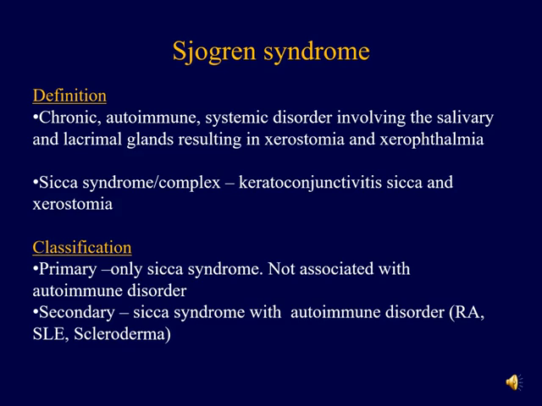There are two types mainly. The first one is primary, where there is only sicca syndrome and it is not associated with any autoimmune disorder. Secondary is associated with an autoimmune disorder, most commonly rheumatoid arthritis, systemic lupus erythematosus and scleroderma.